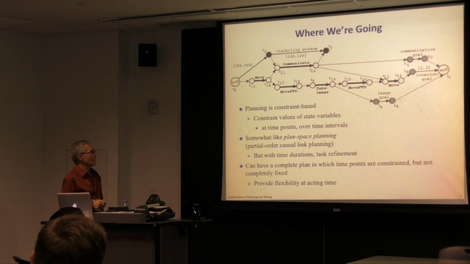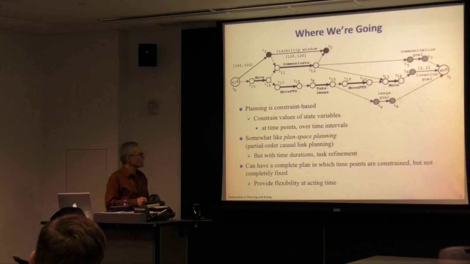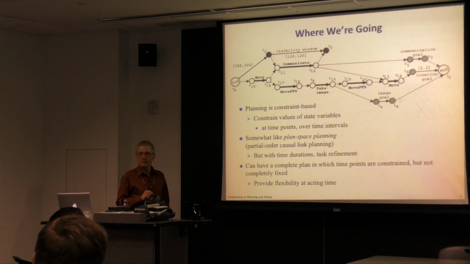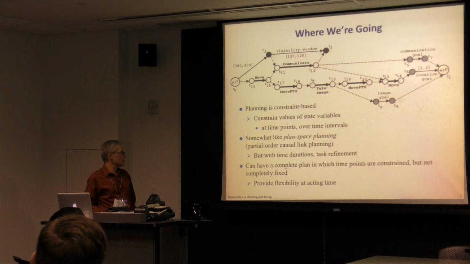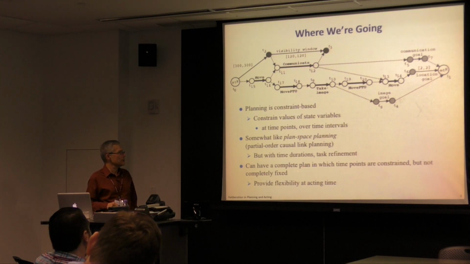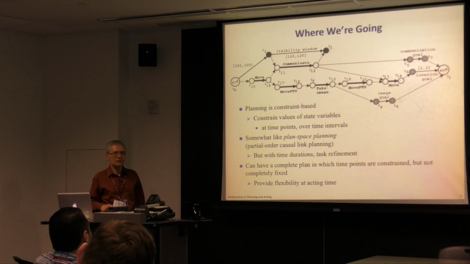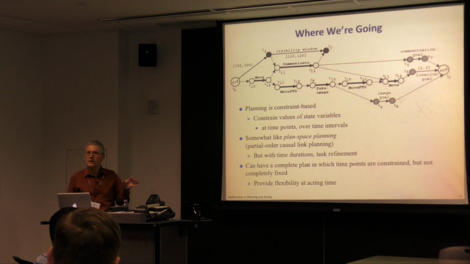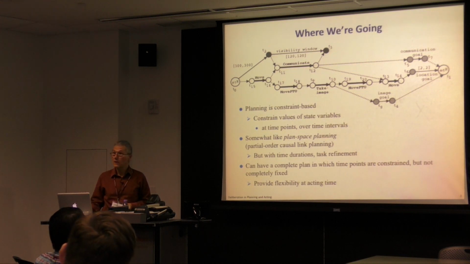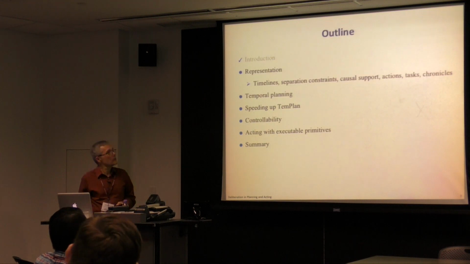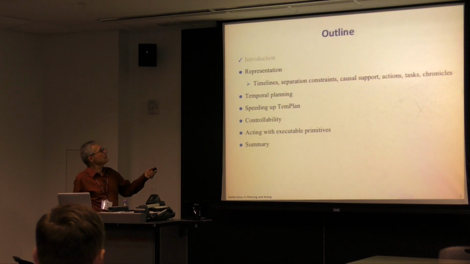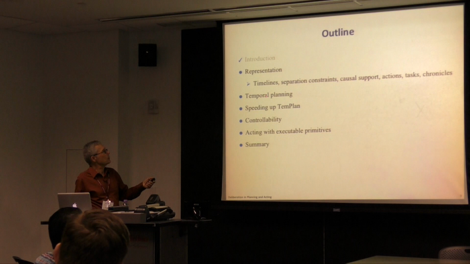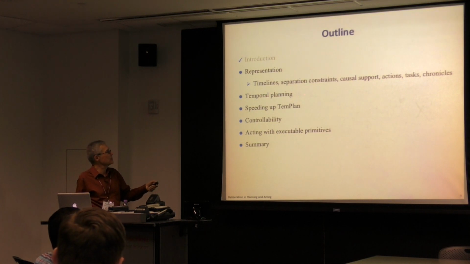All right. So, anyway, somewhat like that, except that we're going to have time durations, and we're also going to have task refinement. And we can have a complete plan in which the time points are constrained but not completely fixed. That's what can give us some flexibility. All right? Okay, so outline: the representation that we're going to use, a temporal planning algorithm called Templan, some ways to speed it up in terms of heuristics and such, and some stuff about acting.